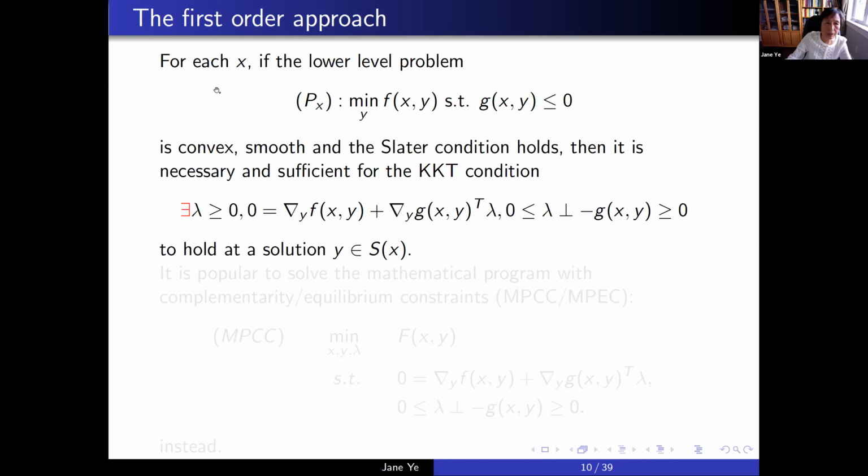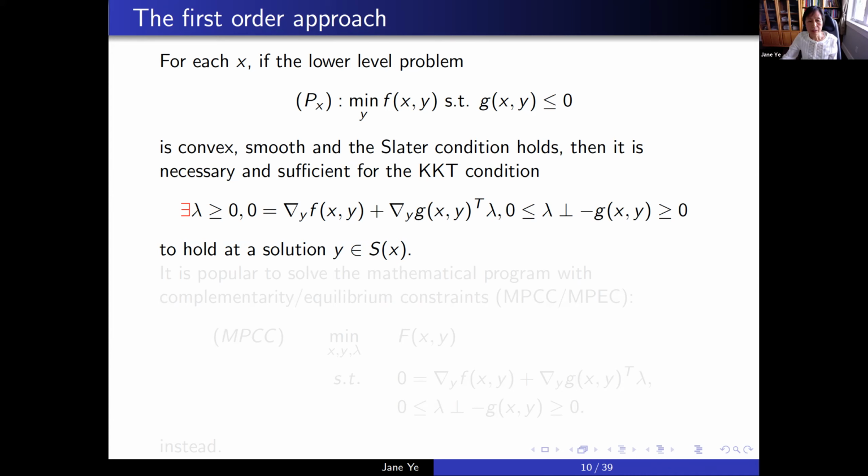If for each x the lower level problem is convex, all the functions are smooth, and a constraint qualification such as the Slater condition holds, then you can use the optimality condition, the so-called KKT condition. It means that there exists some multiplier lambda such that the gradient of the Lagrangian equals 0, and this holds at the lower level solution.